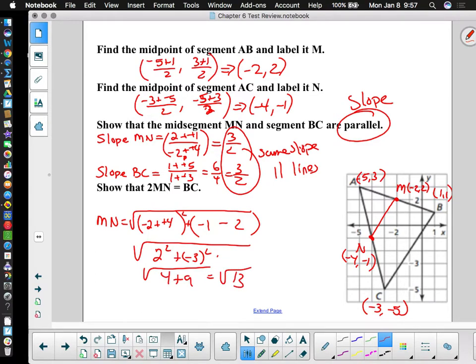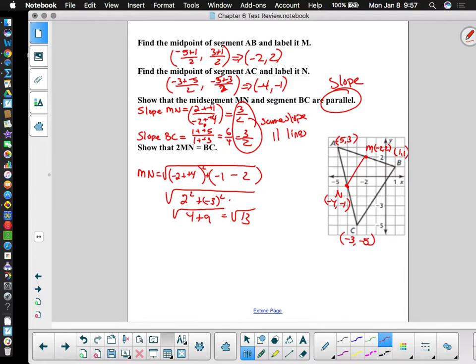Now be careful here. Here's where we still get people making mistakes. The square root of 4 + 9 is not the same as square root of 4 + square root of 9. It's not 2 + 3. This is not 5. It's the square root of 13. So watch your algebra there.